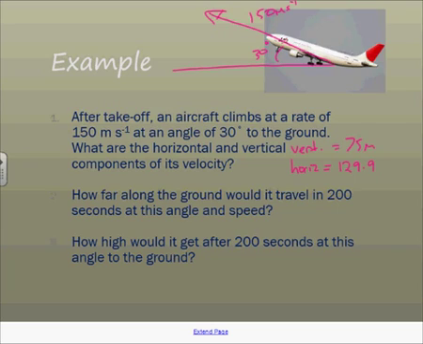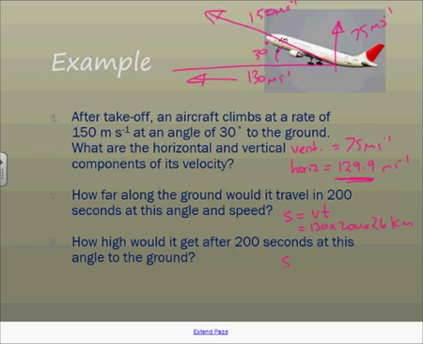Now, to give it some meaning, how far along the ground would it travel in 200 seconds at this angle and speed? Well, it's traveling 130 meters per second along the ground. It's rising at 75 meters per second. So how far? Displacement equals vt. So it's going to be 130 times 200, because that's 26,000 meters or 26 kilometers.